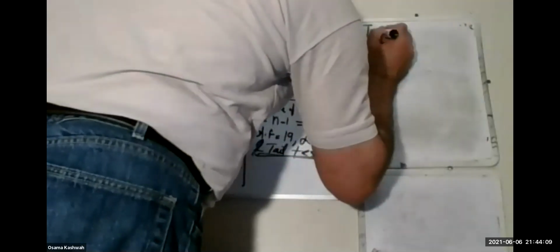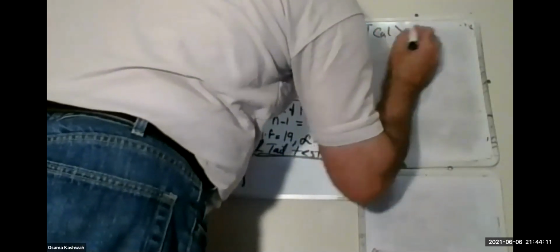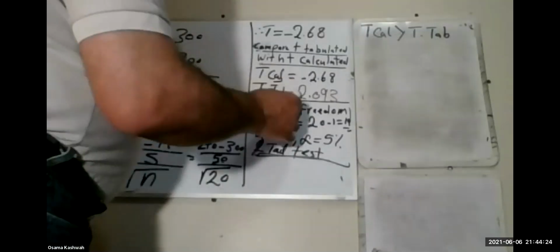We find that the T calculated is greater than the T tabulated, because T calculated is 2.6. Don't worry about the minus and positive. It's comparing a number with a number. Again, discard the minus sign. So you will compare T calculated and T tabulated as just absolute numbers. Okay, don't worry about the minus.